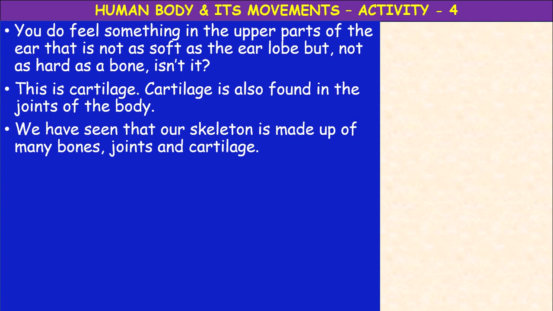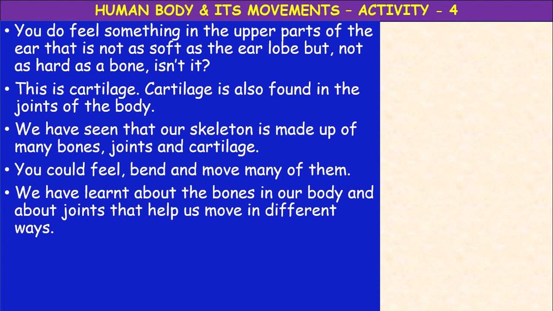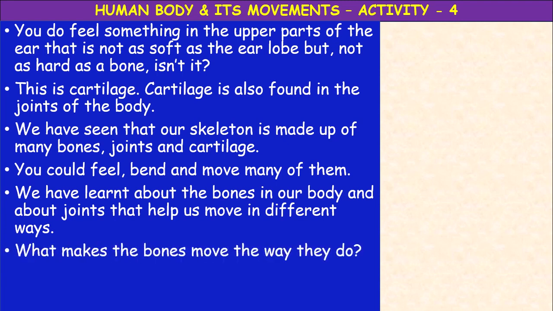We have seen that our skeleton is made up of many bones, joints, and cartilage. You could feel, bend, and move many of them. We have learnt about the bones in our body and about joints that help us move in different ways. What makes the bones move the way they do? Joints. Okay, let us find out.